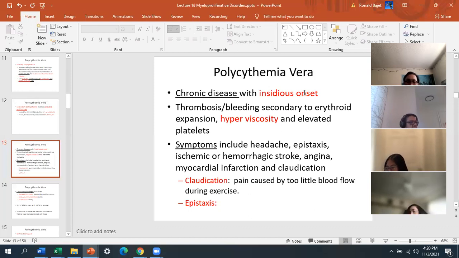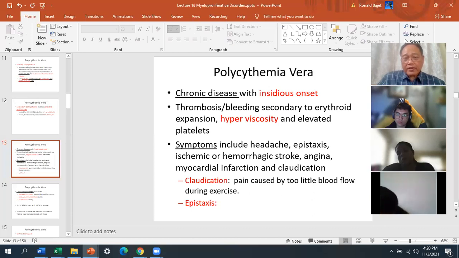Okay, so one thing about having an excess amount of red blood cells is that your blood becomes viscous. Viscous meaning that it's thick, okay? It's thick. Hyperviscosity and elevated platelets. That thickness, or the hyperviscosity, causes problems with the patient. So the symptoms include headache, epistaxis. Epistaxis means bloody nose, nosebleed. Forgot to write that there. But epistaxis is nosebleed.